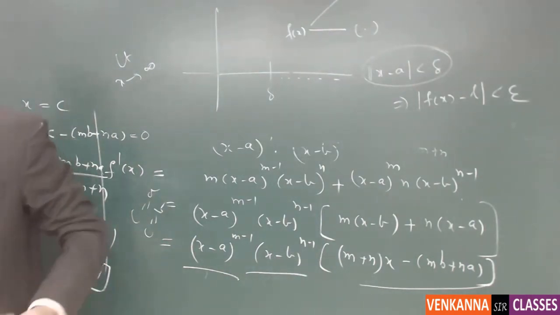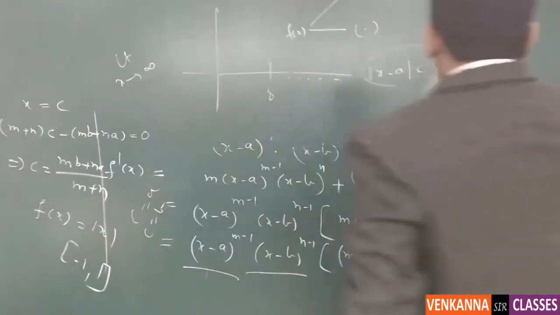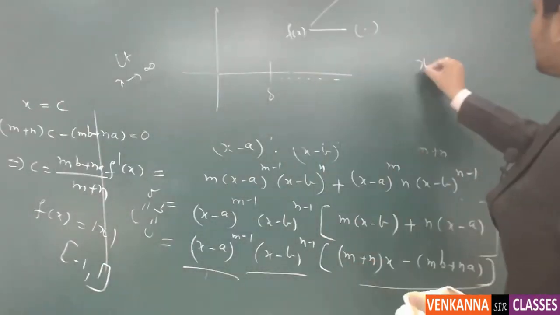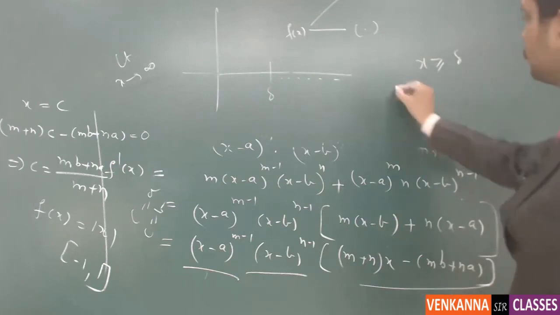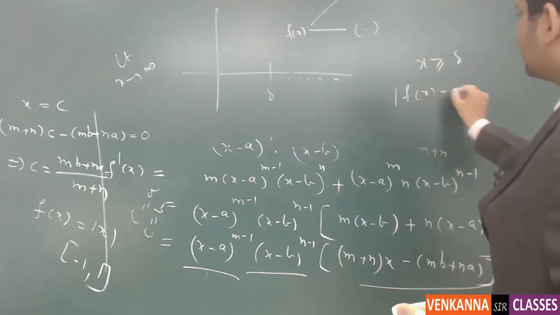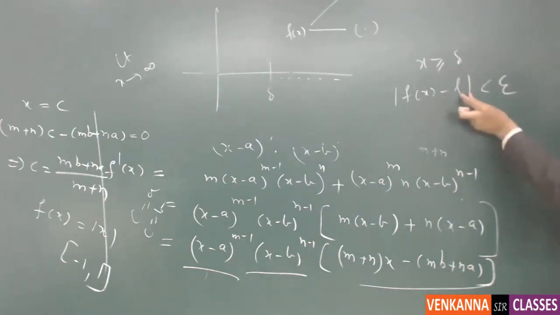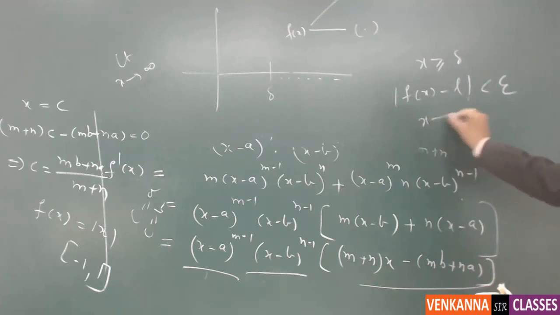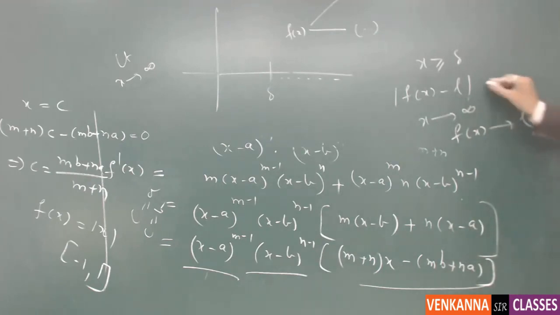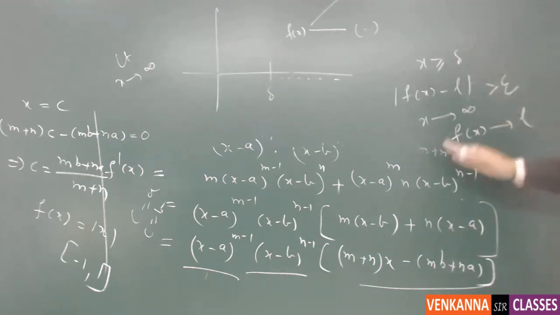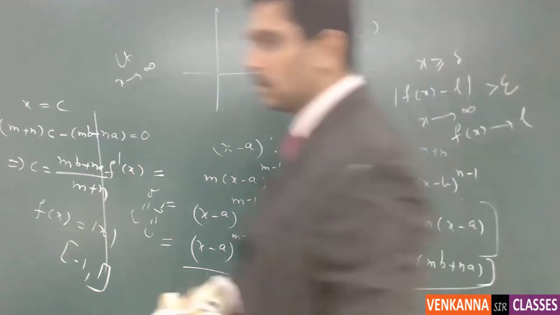Right. So it means that if you have taken, for x greater than or equal to delta, mod f of x minus L less than epsilon, it means x goes on increasing and f of x is tending to a finite value. So as x tends to infinity, f of x is tending to a finite value. If we have taken it greater than epsilon, f of x is violating L, so it is tending to infinity. Okay?